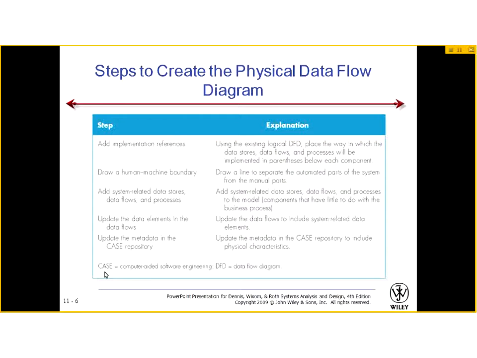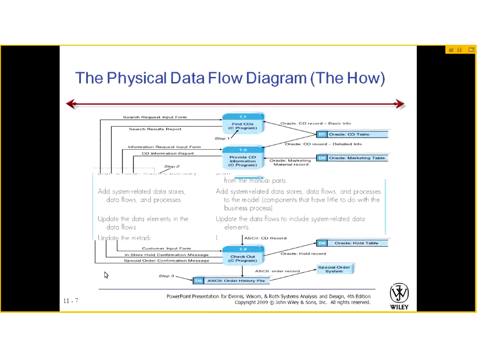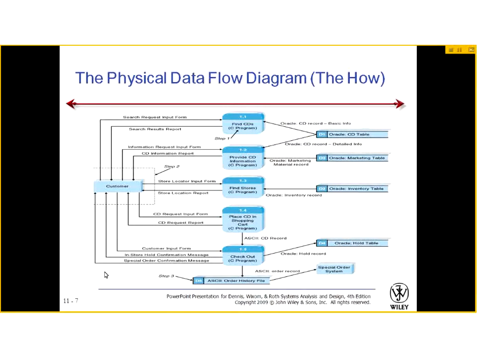And then you update the metadata in the CASE repository. So you update the data because now you are concerned with the physical characteristics of how you are keeping the data. You update them in the CASE repository, and you come up with your data flow diagram. This is a physical data flow diagram which shows the how part, like find CDs, the C program for this. So you make a program for all of these processes numbered 1.1, 1.2, 1.3.